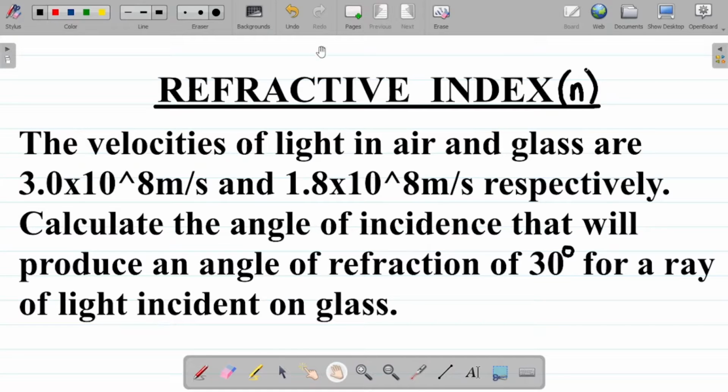All right, so let's look at this question on physics refractive index. This question says the velocities of light in air and glass are 3.0 times 10 to the power 8 meter per second and 1.8 times 10 to the power 8 meter per second respectively. Calculate the angle of incidence that will produce an angle of refraction of 30 degrees for a ray of light incident on glass. All right, so how do we solve this question here?